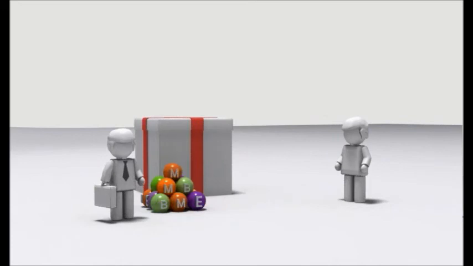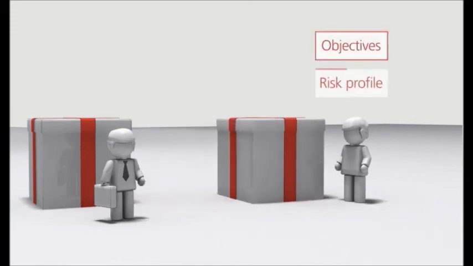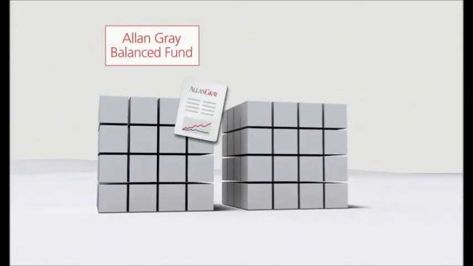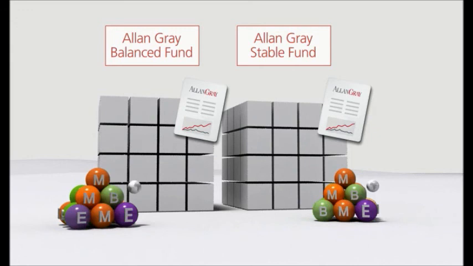In fact, in order to experience the benefit of the investment manager's expertise, it is important to select an asset allocation unit trust that matches your own objectives and risk profile, and to remain invested for the duration of your investment, unless your needs or risk profile changes. The Allan Gray Balanced Fund and the Allan Gray Stable Fund are examples of asset allocation funds that invest in a mix of equities, bonds, property, commodities, and cash, and allocate between local and offshore assets depending on where the manager finds value.